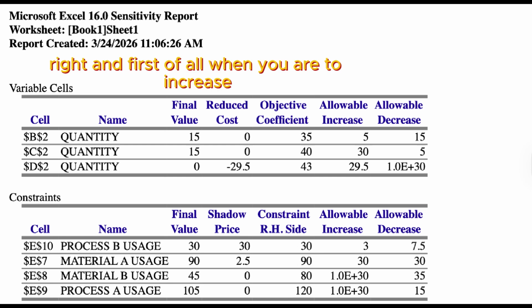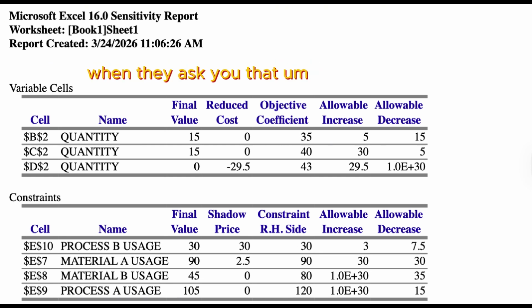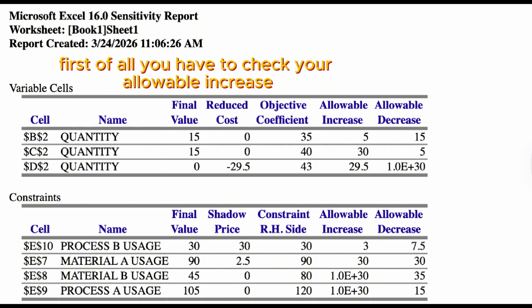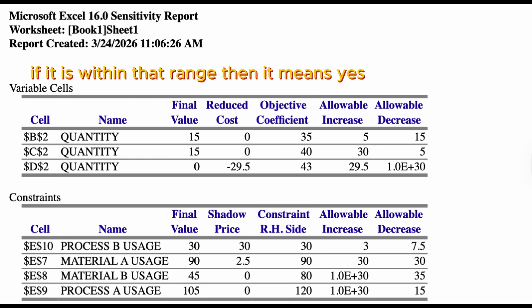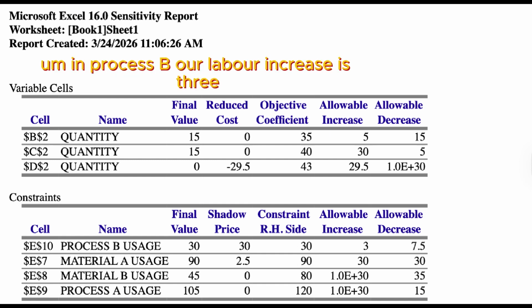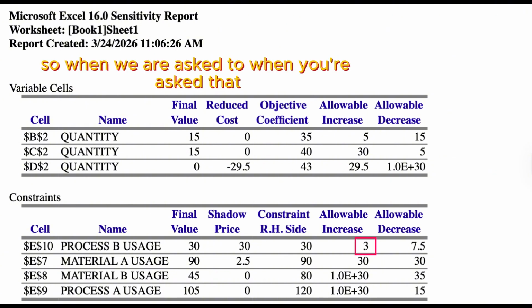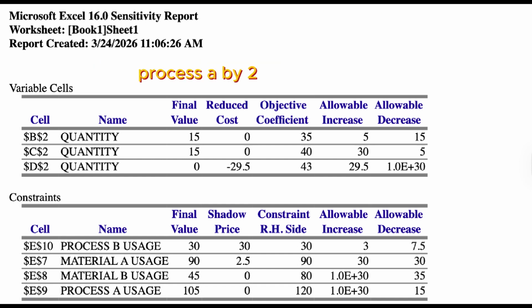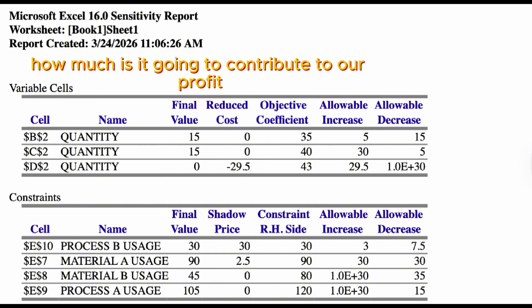When you are asked that assuming process B increases by a certain amount, first of all, you have to check your allowable increase. If it is within that range, then yes, your profit will increase. For instance, in process B, our allowable increase is 3. So when you're asked that in case the company decides to increase process A by 2, how much is it going to contribute to our profits?